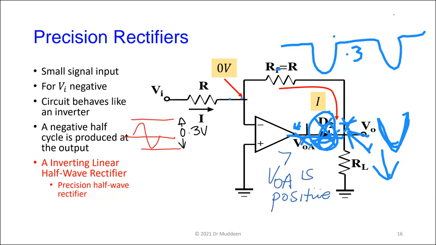Just look at the behavior of the diode and the fact that the diode has to have the anode more positive than the cathode. So the cathode has to be negative with respect to the anode for it to function. Yeah? So we have a half-wave device.